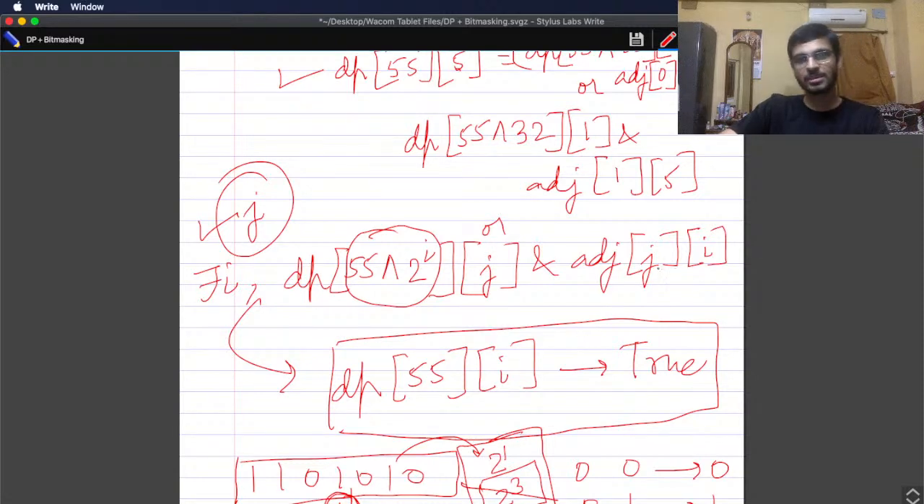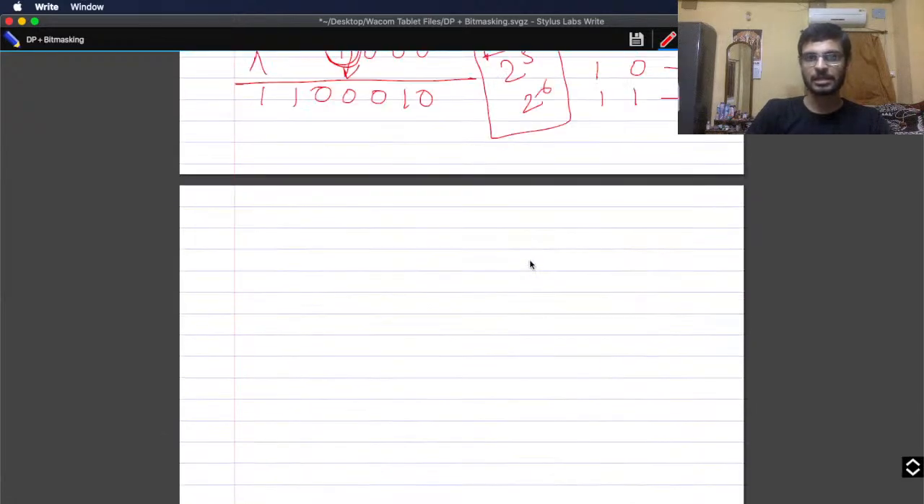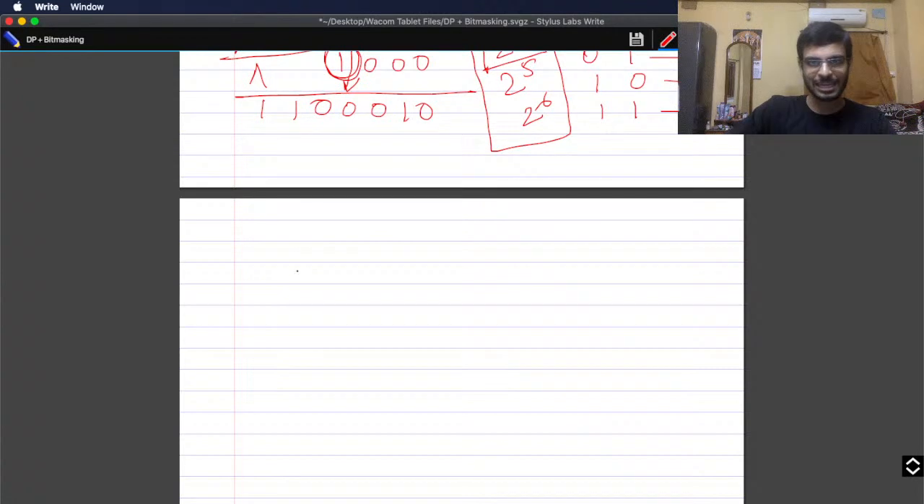Make sense? So I'll quickly cover an example. कोई भी डाउट है तो पूछिए, वरना एक एग्जाम्पल कर लेते हैं समथिंग लाइक दिस, फिर थोड़ा क्लैरिटी मिल जाएगा.